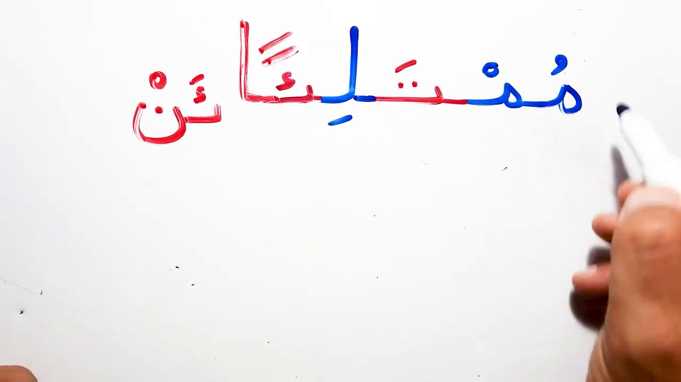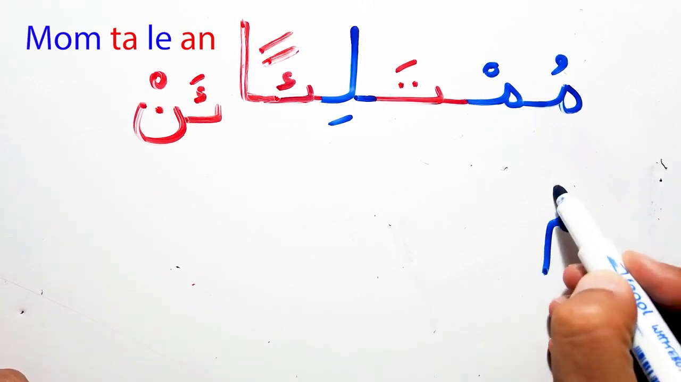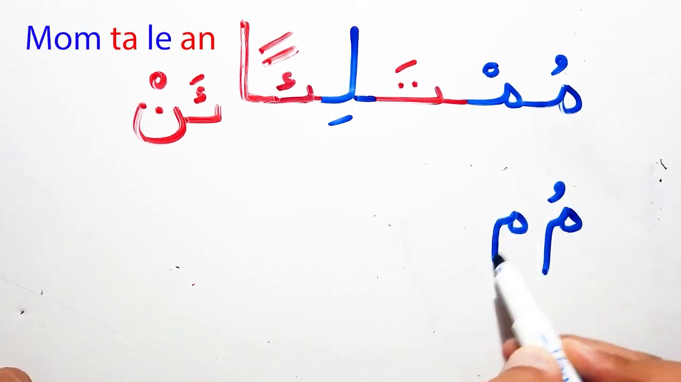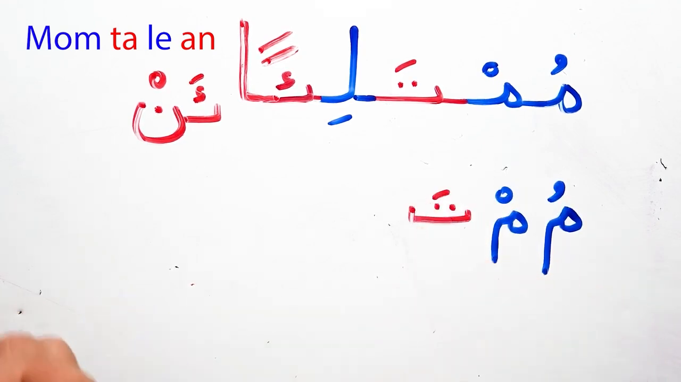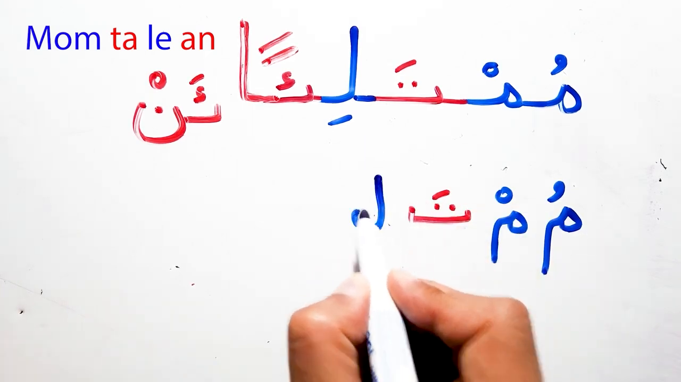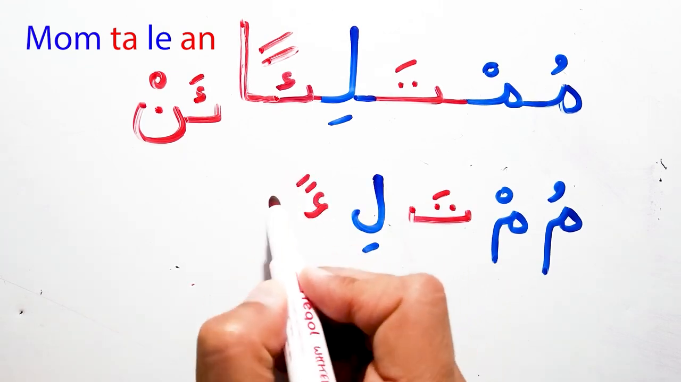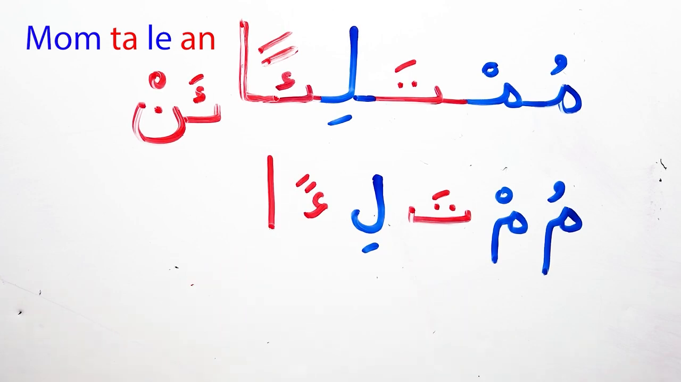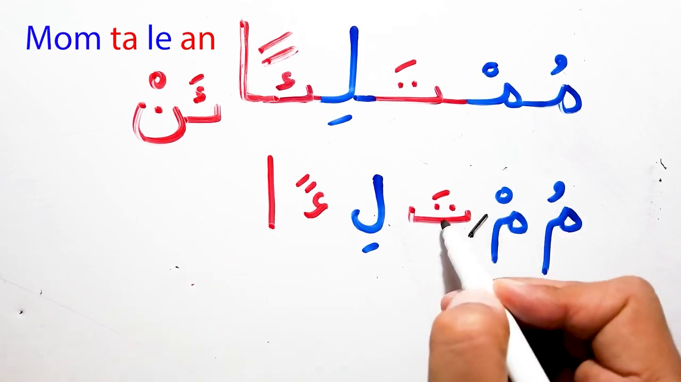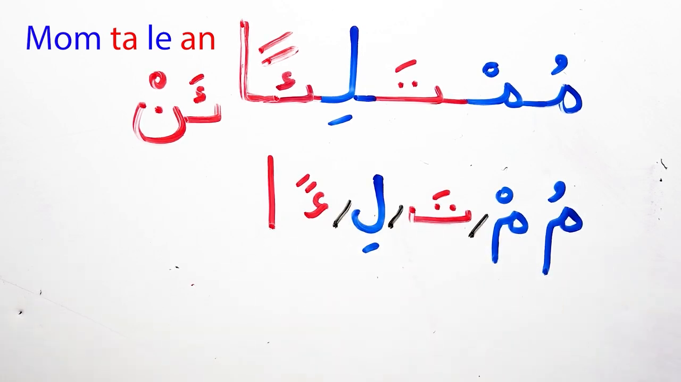Let's check the syllables. Mu, mum, te, li, an. Hamza with tanween bil fath, two fathas, and the alif. So we pronounce it like this. Mum ta li an, mumtali'an, mumtali'an.